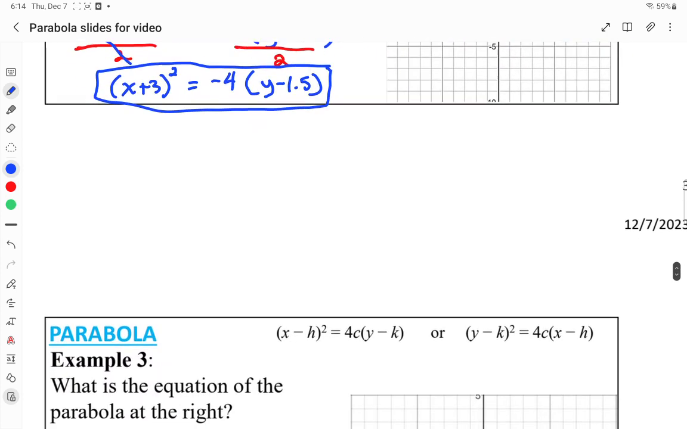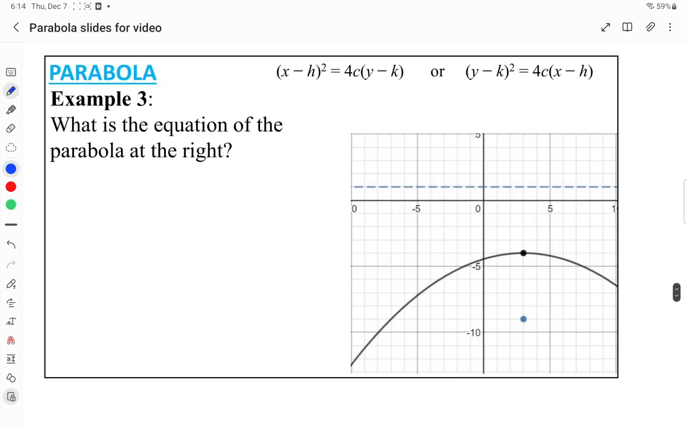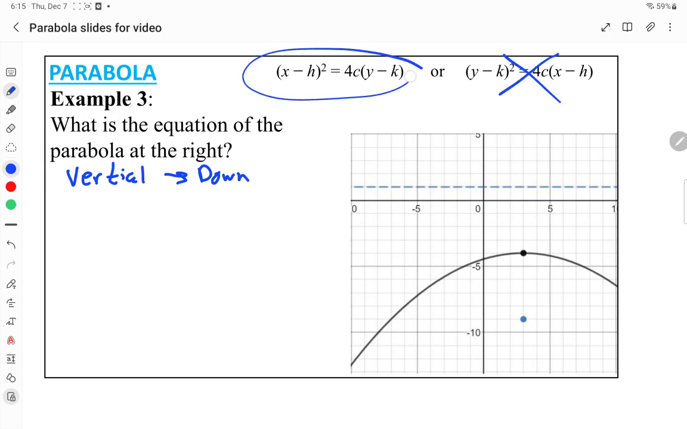Let's continue. All right, these next two examples, we're just going the opposite way. Finding the equation from information or from a graph. So what is the equation of this parabola? First thing I want to identify is its orientation. I see it opening vertically. Specifically, it's opening down. All right, so that means it's this form. My x is going to be my squared term. Now I got to find the vertex. Vertex is at the point that looks like (3, -4).